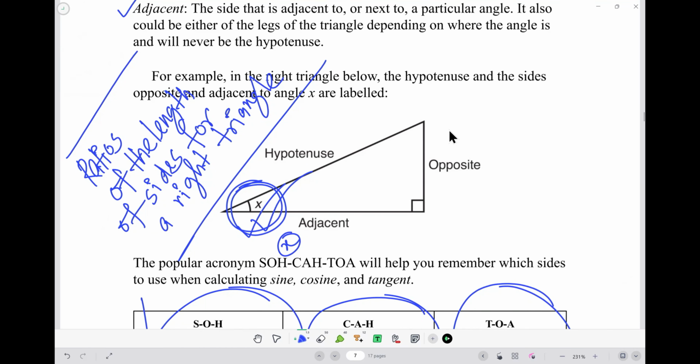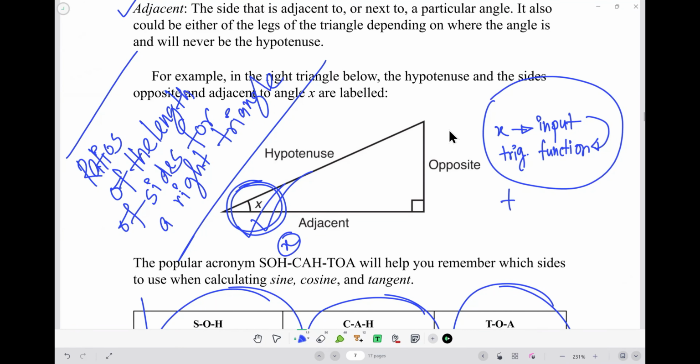What does that mean? It means that if you take this angle x as an input and put it into a trig function, you just need to calculate the value of this trig function of x, which is a ratio.